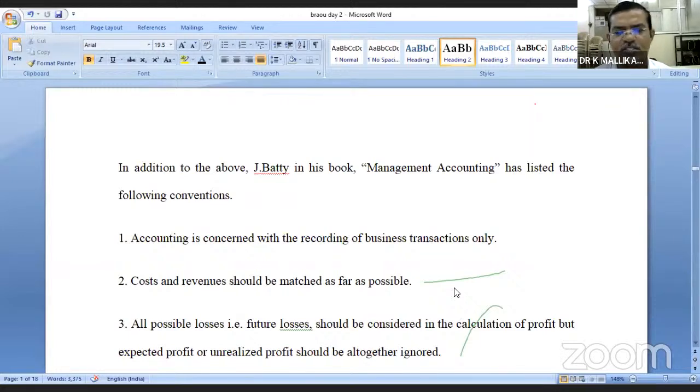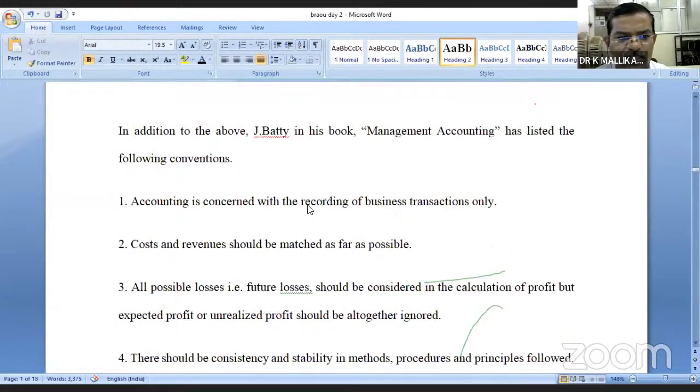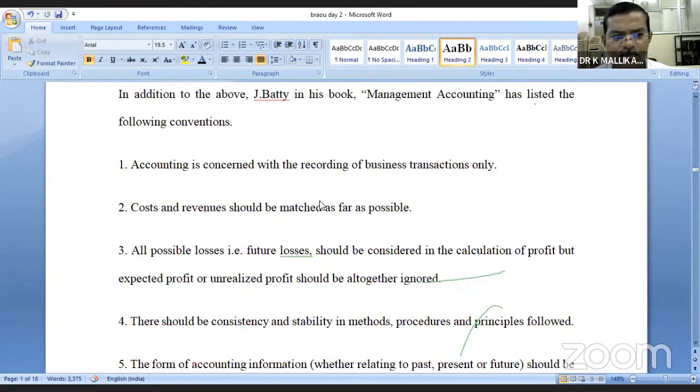In addition to these conventions, M by E, key areas, and others, J. Batty, in his book Management Accounting, listed some conventions in management accounting concerned with the recording of business transactions only. Only business transactions are considered, not non-business transactions.